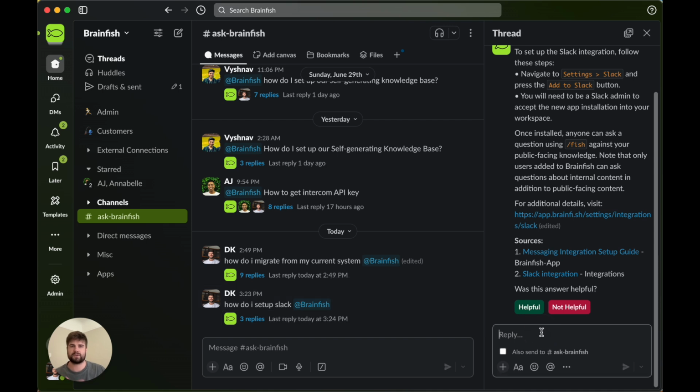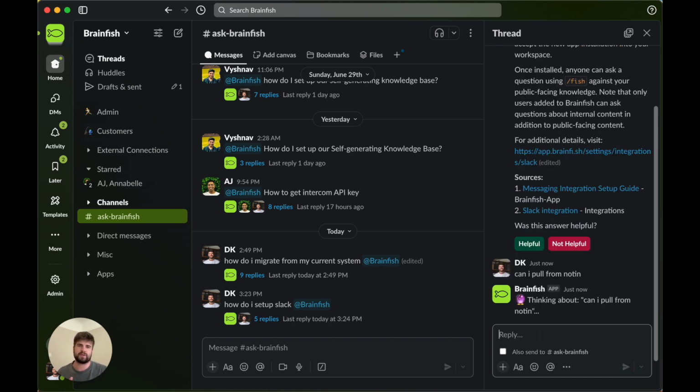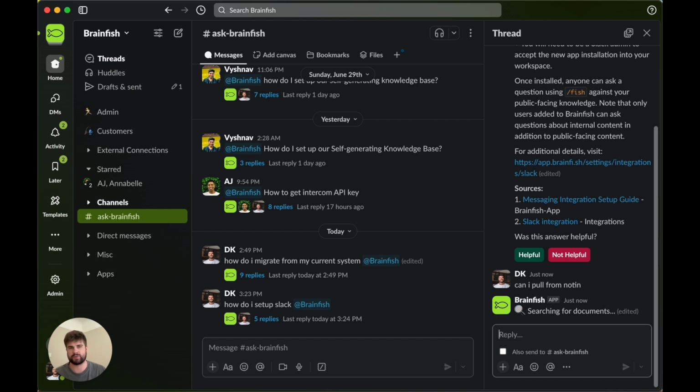I can also ask second and third level questions to really get to the bottom of my problem, like, can I pull from Notion? And this is going to help me to really get into the depth of the type of thing that I'm trying to solve. So not only am I getting an AI answer with the source material, but I also am able to solve these more complex issues as well.